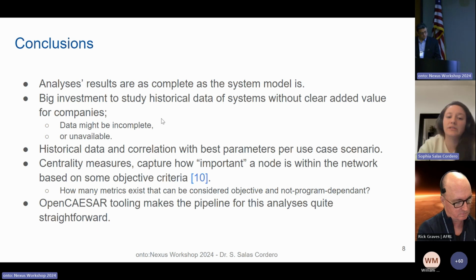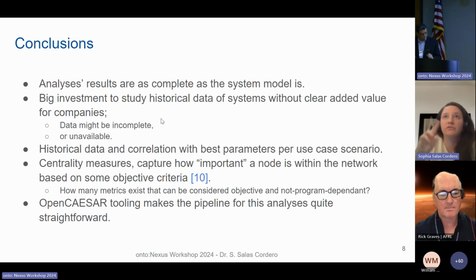As for the centrality metrics, we can see that they can capture how important a node or a component is, or a certain concept within a network, which allows us to have reasoning based on objective criteria. And this leads us to the question of how many metrics exist that can actually be considered objective and not program dependent. And one of the conclusions is actually that the OpenCSR tooling makes the pipeline for the analysis quite straightforward. So there's no need to try to connect it to a query service and all of this. There are tools that already make this possible.